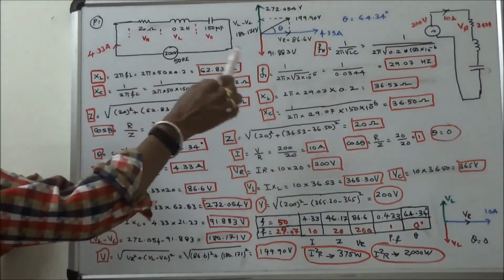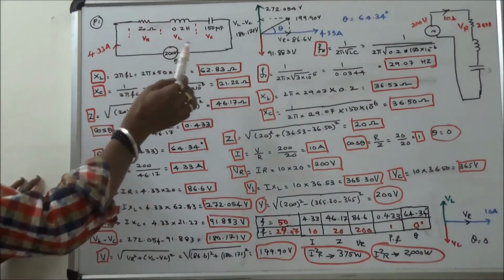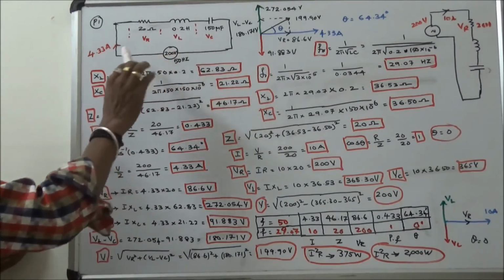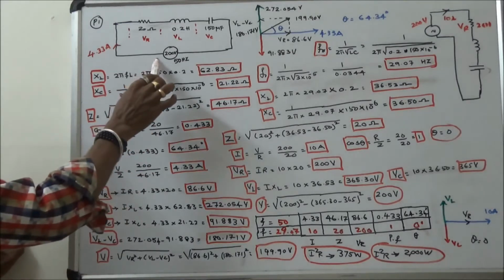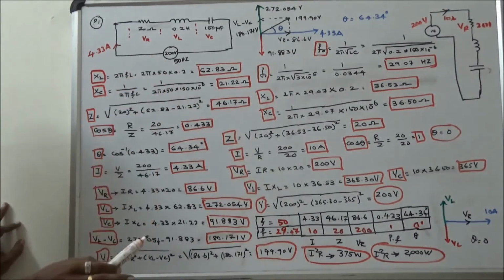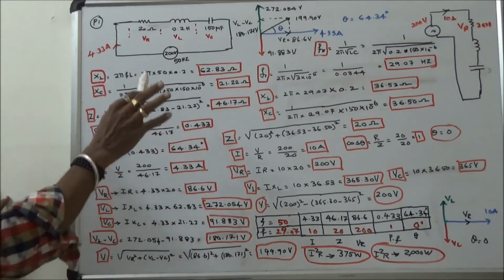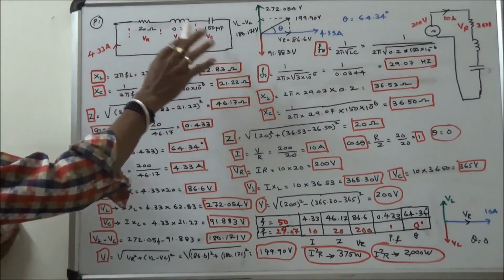In this class we worked out a problem on a series resonance circuit. This is the given circuit. The resistor, inductor and capacitor are all connected in series. Supply voltage is 200 volts, frequency is 50 Hz. Calculate current, impedance, voltage across the resistor, voltage across the inductor, voltage across the capacitor.